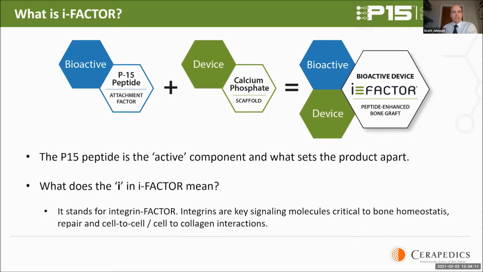Well, the I actually stands for integrin. So we talk about integrin factor. Integrins are key signaling molecules critical to bone formation and homeostasis, and they're very important when we start considering cell interactions with the bone graft and cell-to-cell communications.